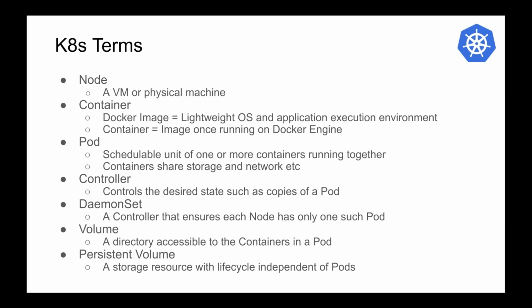A controller controls the desired state. For example, I specify this controller to give me 2 copies of my application container. What this controller will do is check how many copies of this pod I currently have. If it's smaller than 2, it's going to create extra ones. If it's larger than 2, say, for some reason I have 3, it's going to go ahead and keep the copy number at 2 by killing one of those.